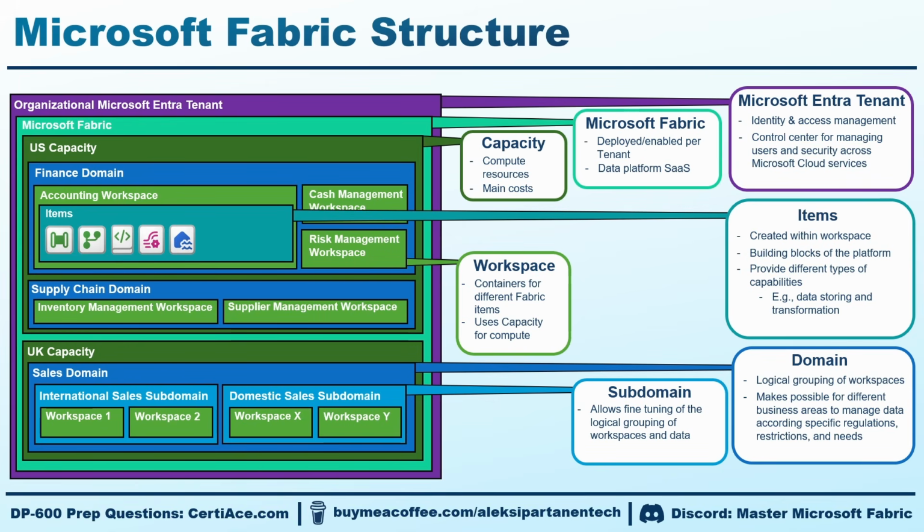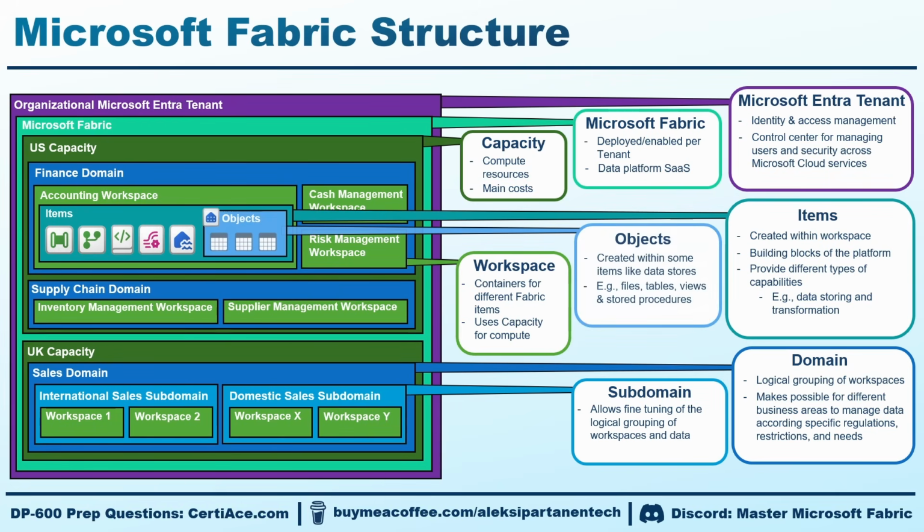However, the rabbit hole doesn't end here, because inside some of those items we can create objects. The easiest example is the Fabric warehouse, since to that data store we can create objects like tables, views, and stored procedures. And these objects allow us to fine-tune our governance and access control to this very fine level. And now we have completed our entire picture here.